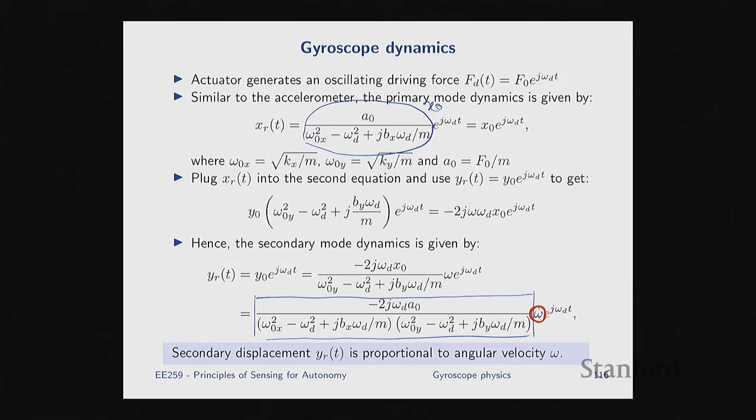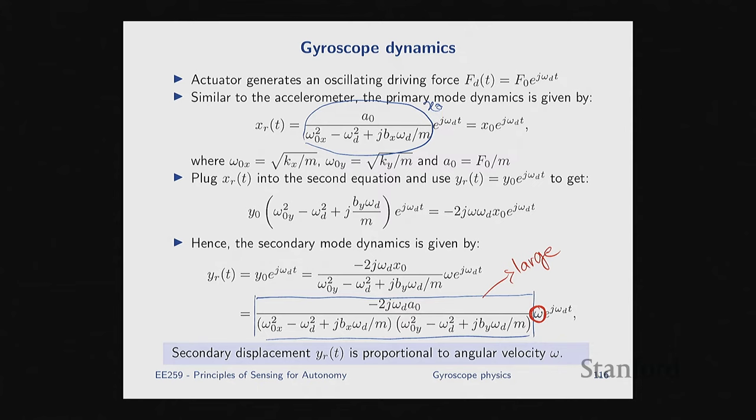Again, the math gets a little messy, but at the end of the day, all of this is just one big constant. You just plug in numbers into it, and that's essentially the sensitivity of your device. So if you want a good sensor, you want it to give you a large response for a small value of omega. You want your response to be large and strong. So that means you want this factor here to be large, because that's essentially the sensitivity of your device.